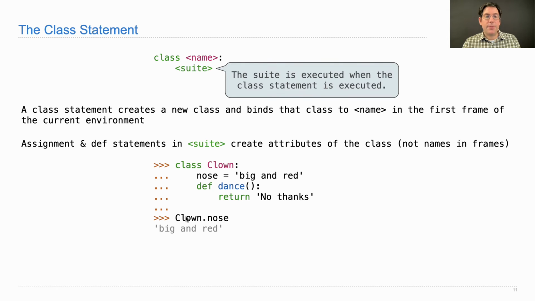Nose is a class attribute whose value is big and red. Dance is a class attribute, which is a function that you could call. Now, you would never write such a function because when you instantiate this class, you'll run into a problem. But the point of this example is just to show what happens when you execute a class statement. It puts a bunch of class attributes in the class.